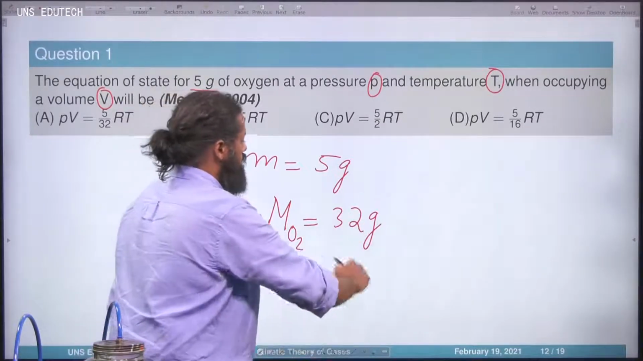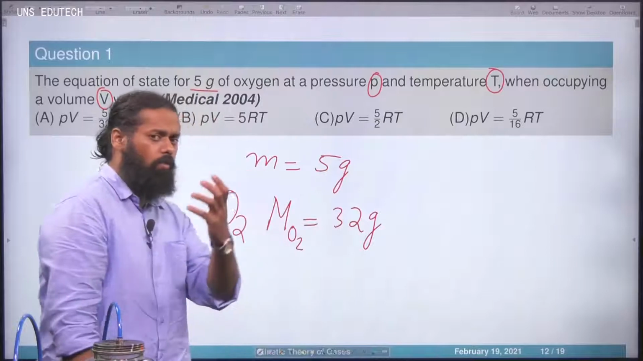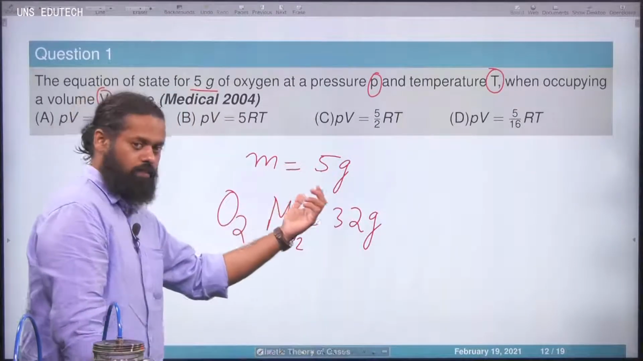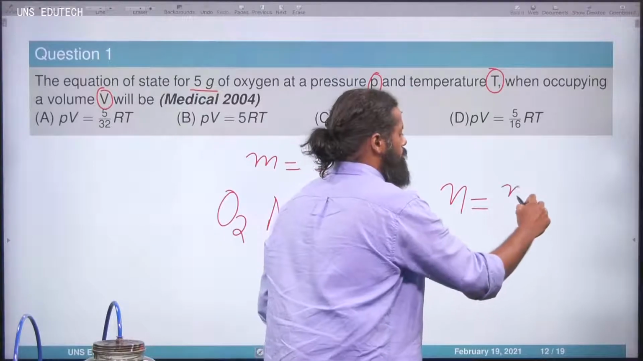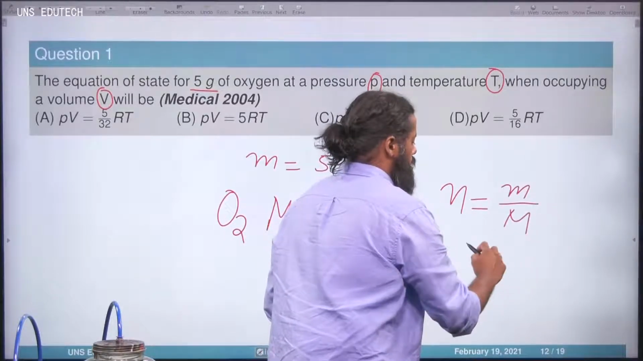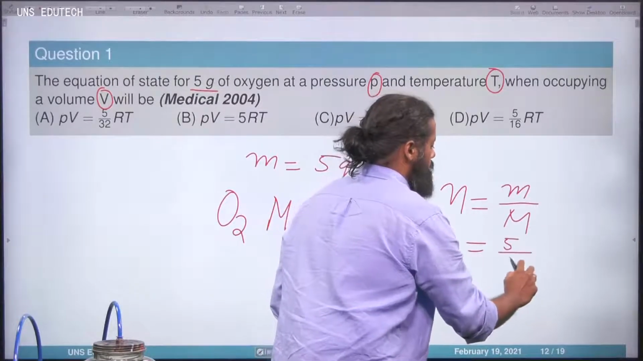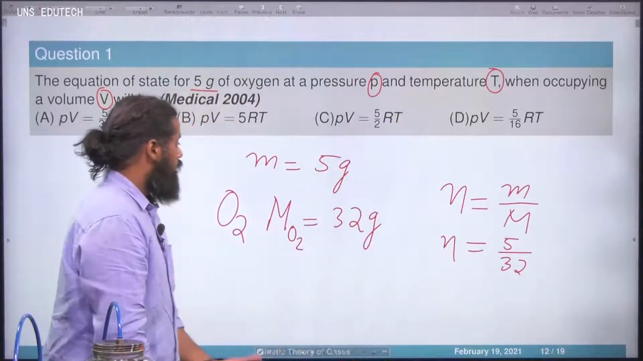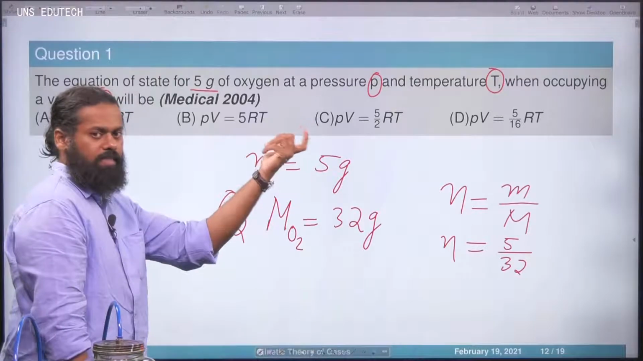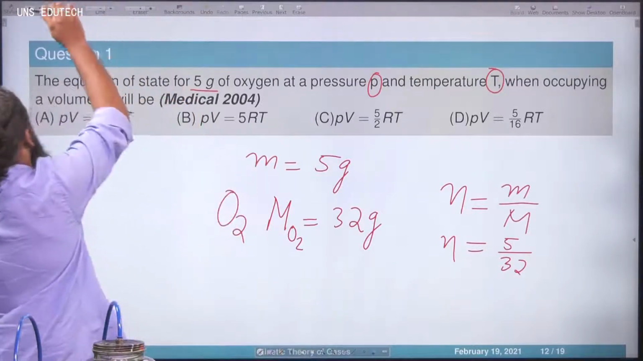Now, 32 gram will be the molecular mass, and mass of system will be 5 gram. You can find out the number of moles. Number of moles is nothing but mass divided by molecular mass, that will be equal to 5 divided by 32. Both are in the same system. So number of moles we obtained. Now we have to find out the state function. State equation we have to write down. It's a direct question actually.